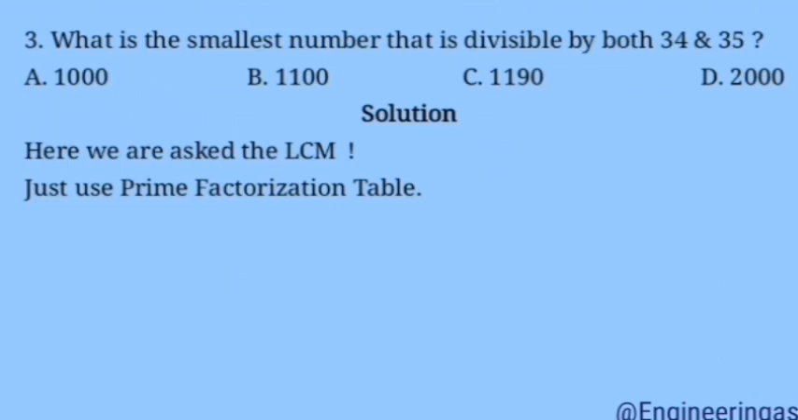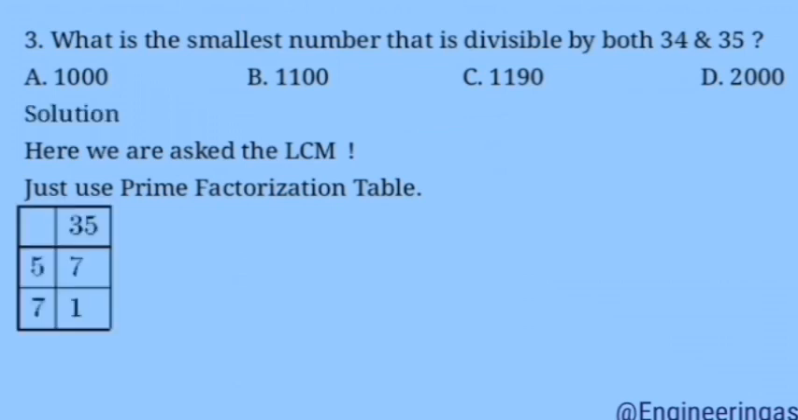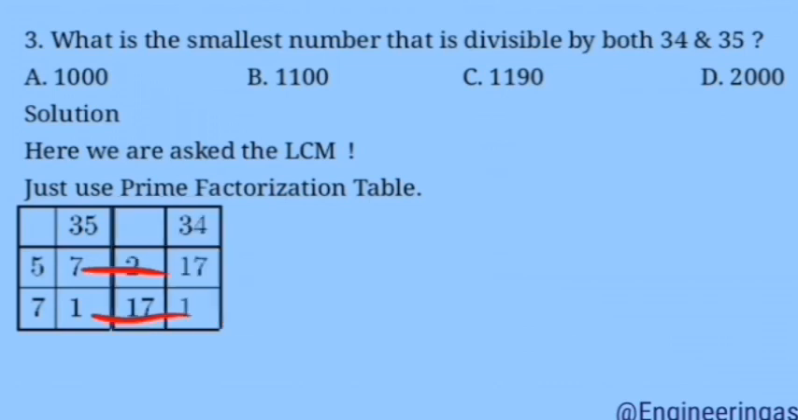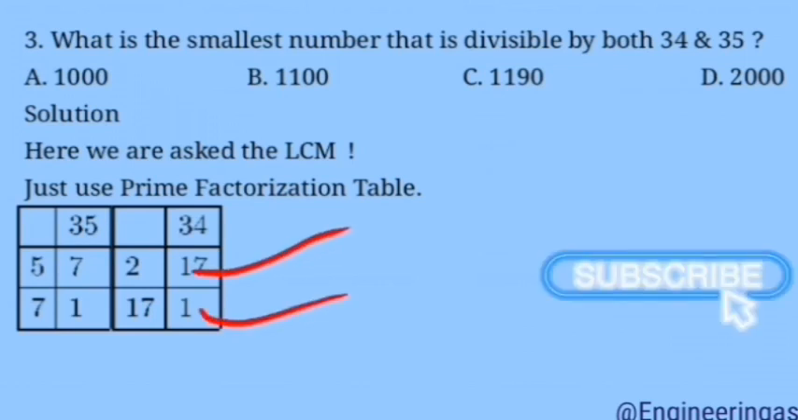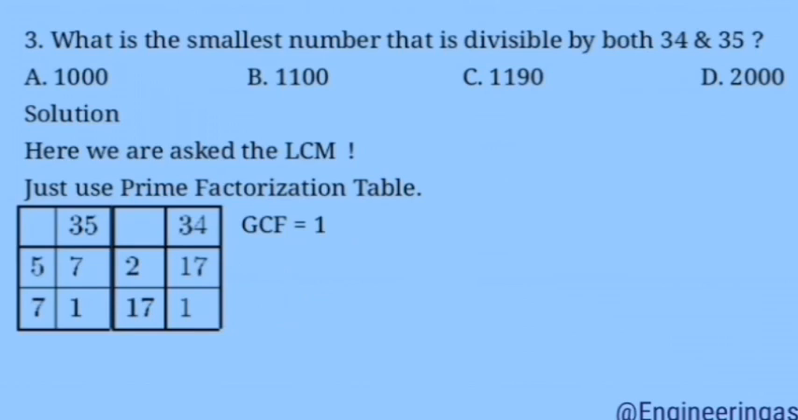To calculate the LCM, we need the prime factorization table for number 35 and number 34. 35 will have this table. 35 divided by 5, it will be 7. 7 by 7, it will be 1. And 34, when divided by 2, will have 17. 17 by 17, it will be 1. So the greatest common factor will be 1.